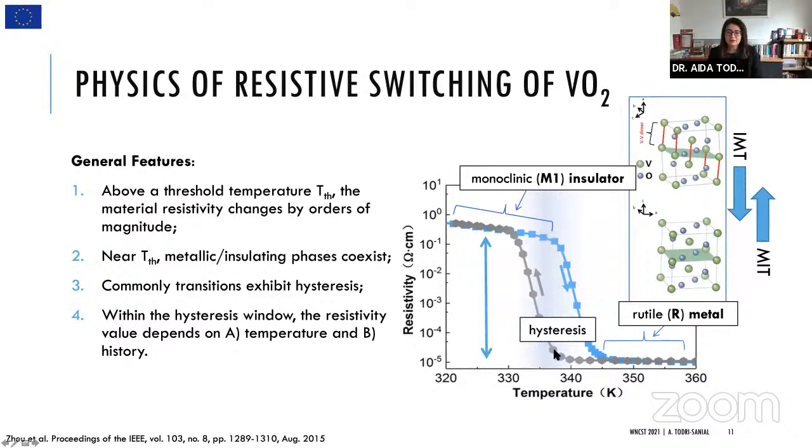And this is with respect to TH, so this is where the threshold temperature in which the material changes and material resistivity changes by several orders of magnitude. And this hysteresis also would tell us how fast the VO2 device can switch. So this hysteresis window is very important.